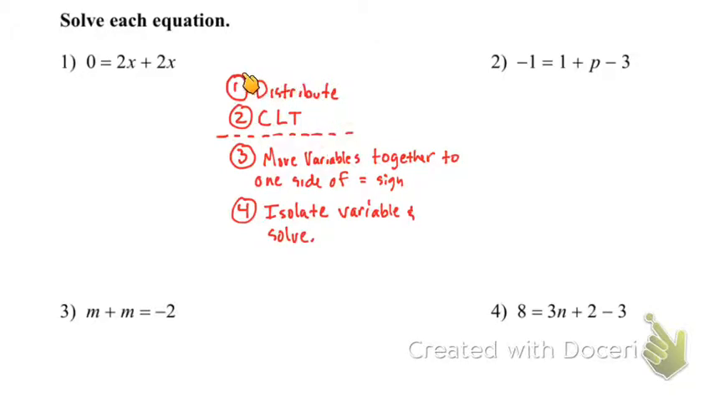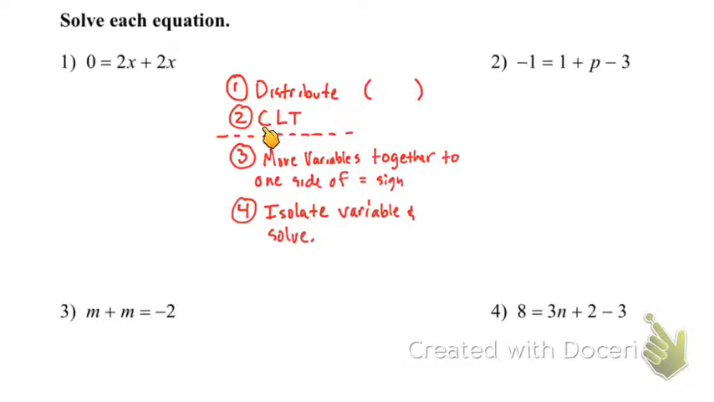So if you notice, steps 1 and 2 are kind of separated from the other steps. Steps 1 and 2 are if we have to. It's not always going to happen, okay? So in step 1, we want to distribute. In order to distribute, you basically have to have parentheses. If you have parentheses in your equation, you're probably going to distribute, because we do not like parentheses. We want to get rid of them.